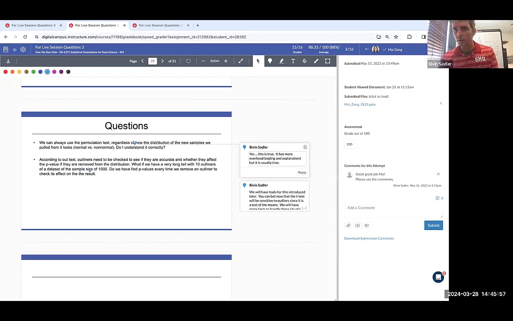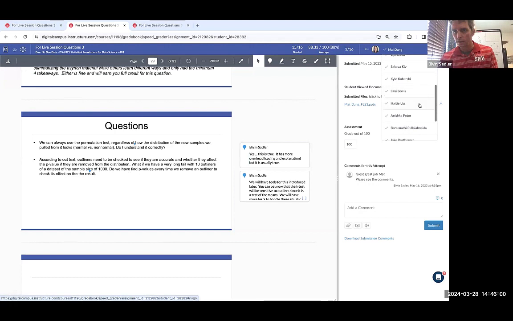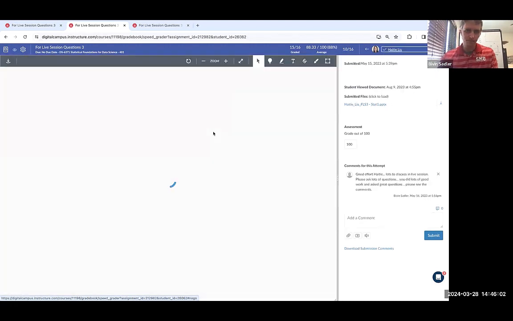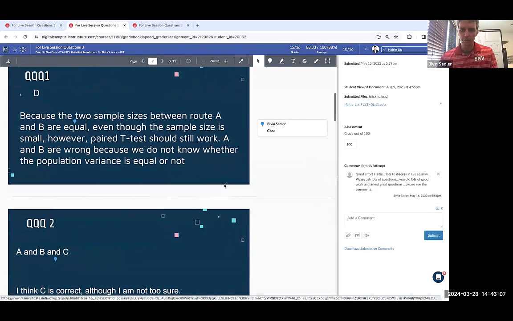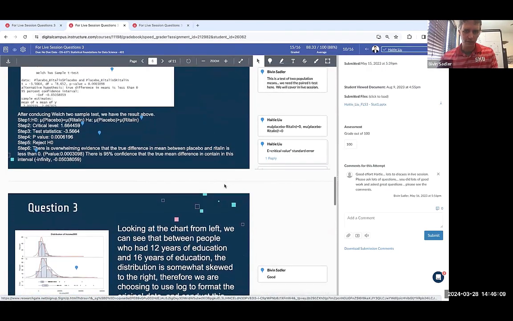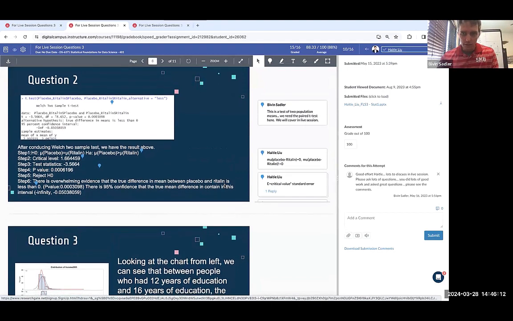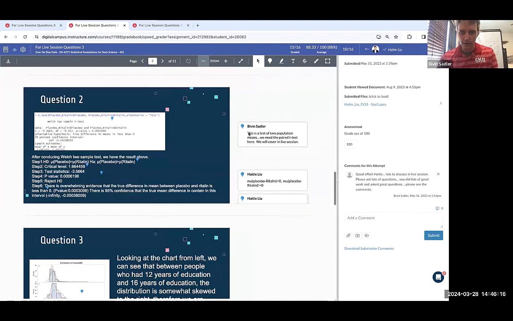I'll show one more. Let's go to high T. Again, we'll come through here. I'm just going to go to that Ritalin question. So right here, boom. Zoom that out. This is a test of two population means. We need a paired t-test. Again, this student did the same thing. And that is another great advantage of seeing all of this before live session that we wouldn't have seen in the normal flipped classroom in most implementations.